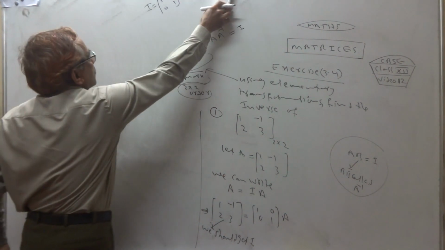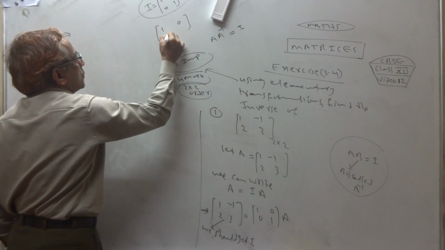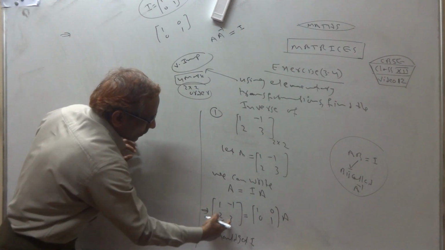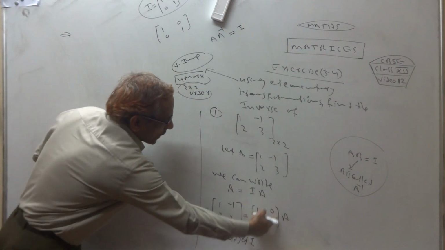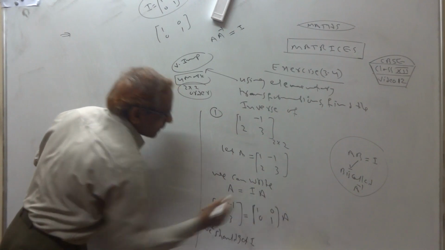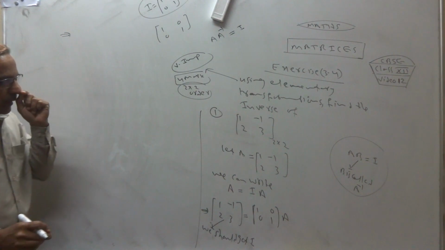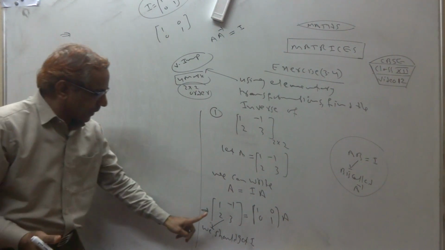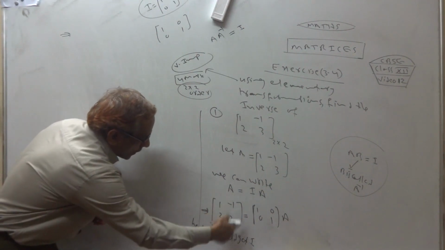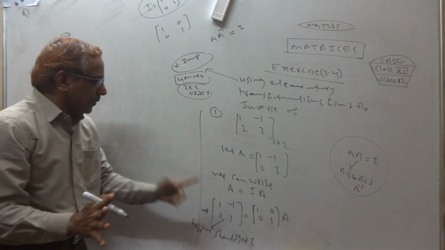So how do we make it? If you get 1001 here, then automatically this will change, and this is called the inverse of A. So please see the method. How do you make it? Here we should now get I, 1001.